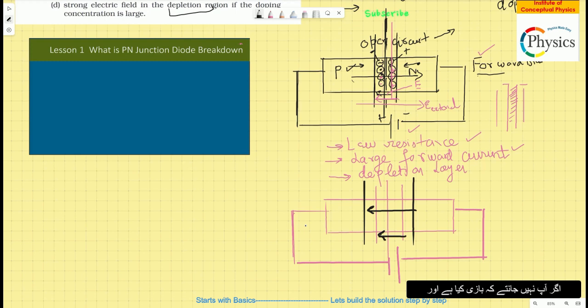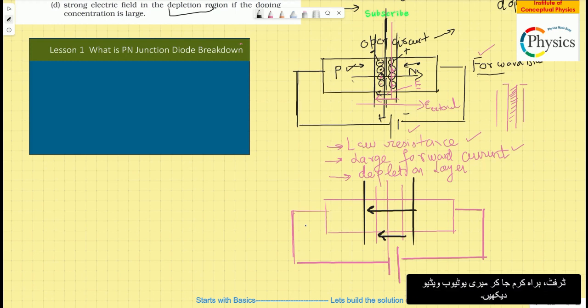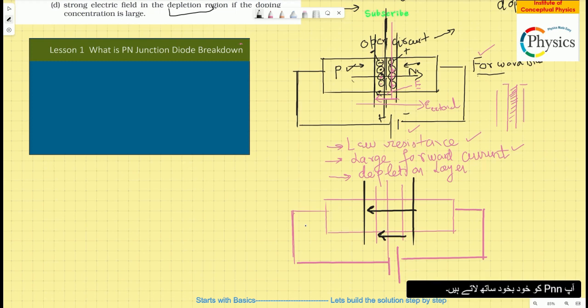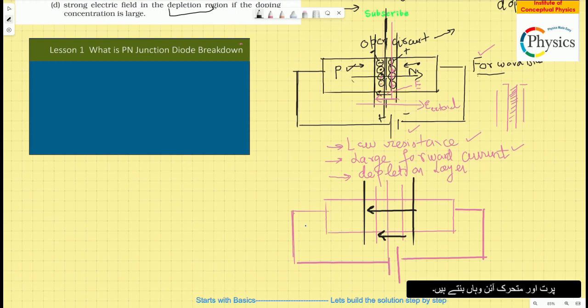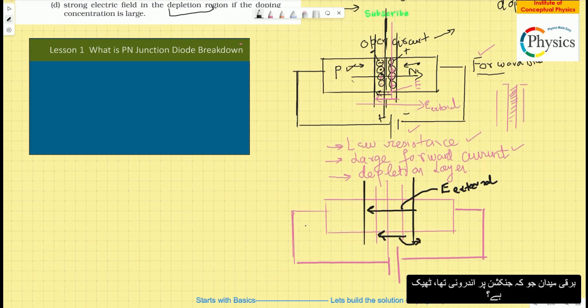If you don't know what diffusion and drift are, please go and watch my YouTube video. Diffusion is when you're open circuit, you bring P and N together, and automatically the majority charge carriers flow, and then they neutralize, creating the depletion layer, and immobile ions get created there. So let me come back to the point. This is your external electric field, E external.